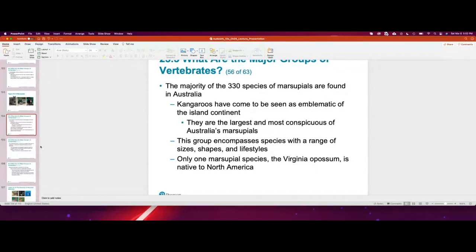And most people think of kangaroos, they think of Australia. And in fact, the majority of the 330 species of marsupials are found in Australia.